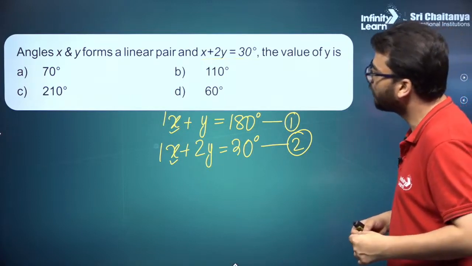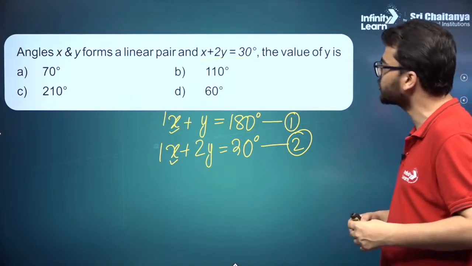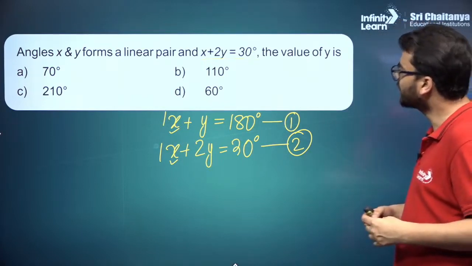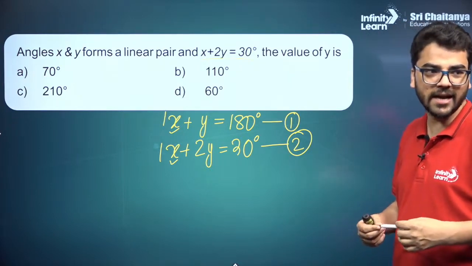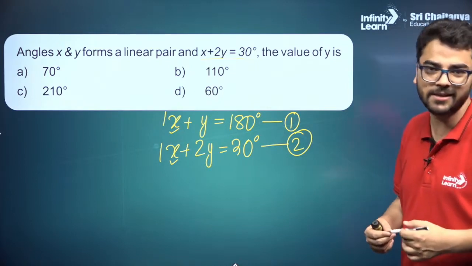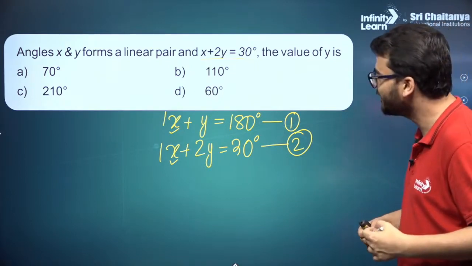Angles x and y form a linear pair and x plus 2y is equal to 30 degrees, right? So you have to find the value of y over here. That's what I'm saying. Hello master. So we are not talking about negative values, right?